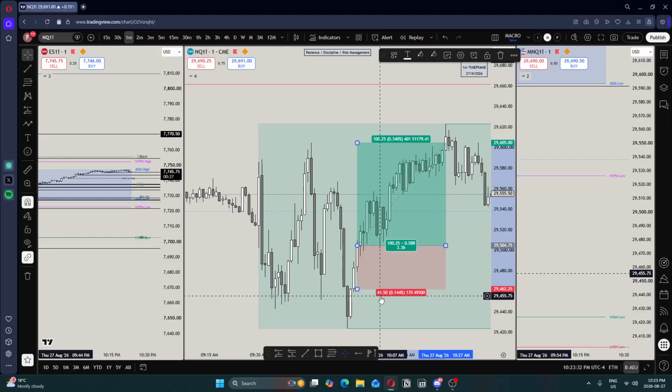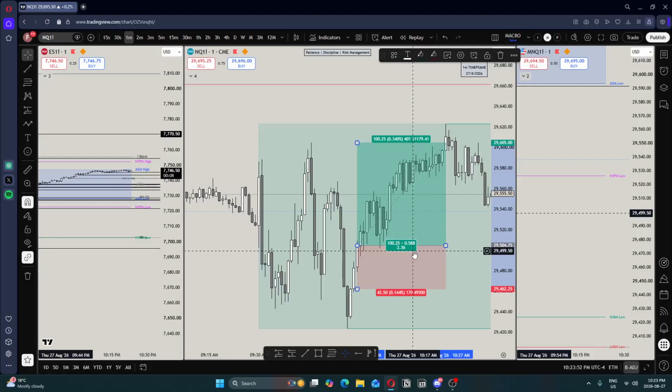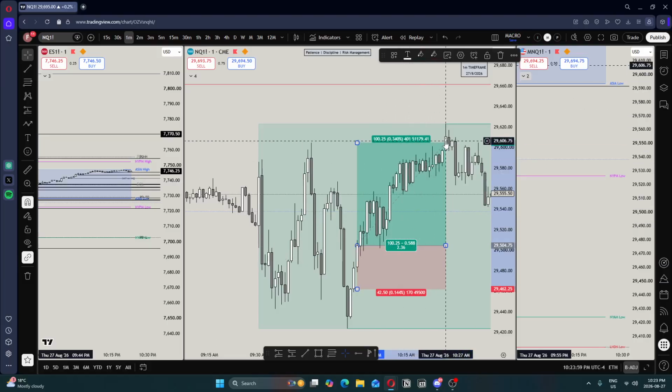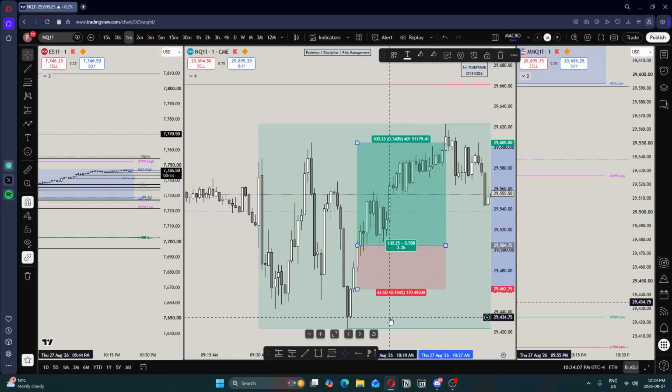So in this case, my stop loss is 42.5 points or 170 ticks. My take profit is 100 and a quarter points or 401 ticks. What this means is my risk to reward for this trade is 2.36. 2.36 risk to reward means that if this trade plays out in my favor, the reward is 2.36 times what I would have lost if price stops me out.